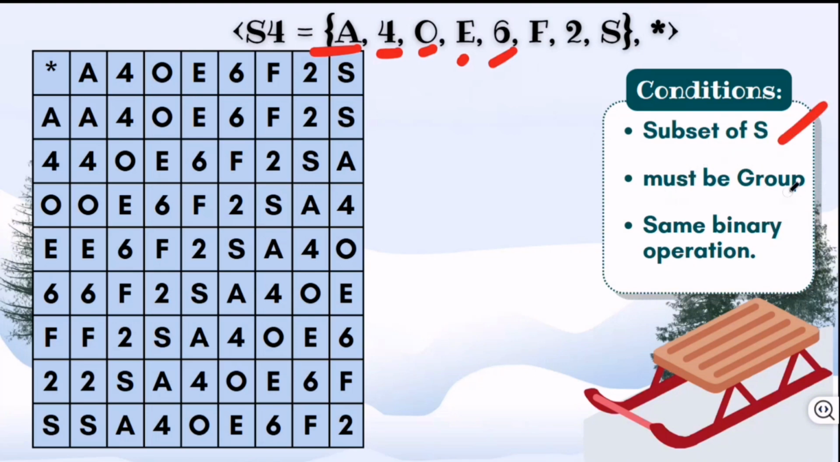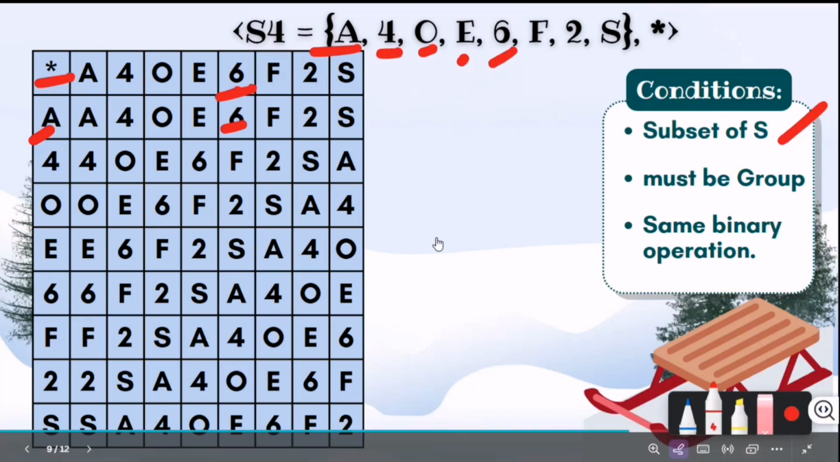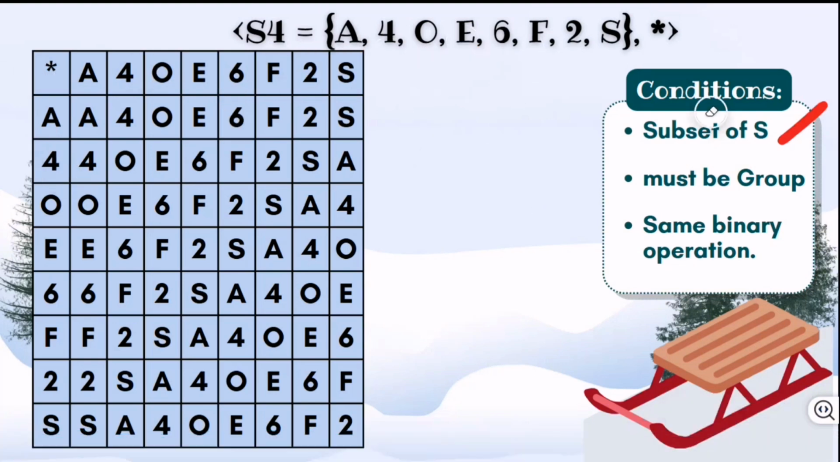Then, it must be a group. So, is S sub 4 a group? We need to satisfy the following conditions, which are closed, associative, has an identity element, and has an inverse element for all. To know if it is closed, we need to operate some elements. So A star 6 is equal to 6. So 6 is an element of S sub 4. Therefore, it is closed.